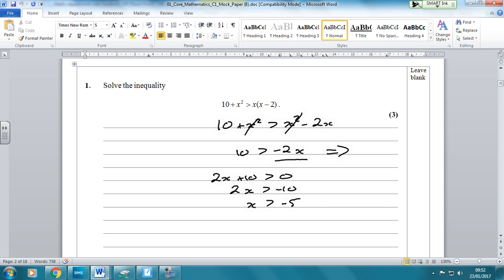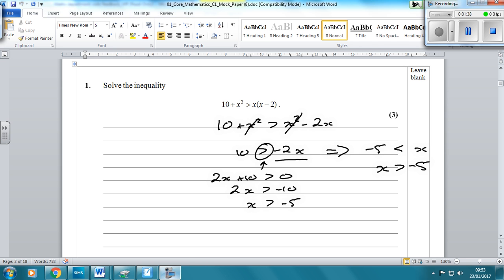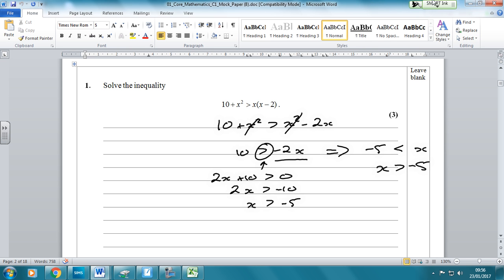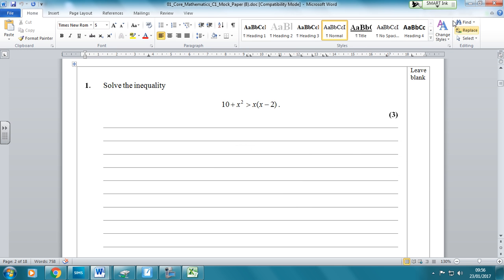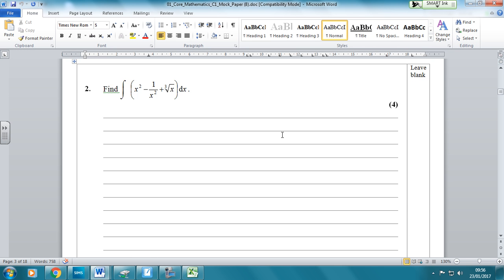Alternatively, from this step here, you can do another thing, and that's divide by minus 2. And if you divide by minus 2, obviously you're going to get x on the right hand side and you're going to get minus 5 on the left hand side. However, when you divide by or multiply by a negative number with inequalities, this sign changes around. So that's going to be x is going to be greater than minus 5, and minus 5 is going to be less than x, which of course, if you write it the other way around, it's going to look like that there. Okay, so that's that question done. And if we move on to the next one.